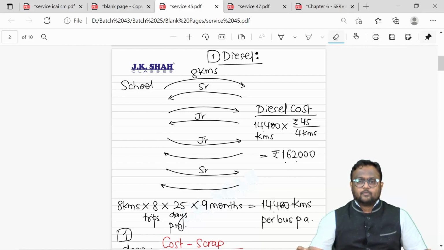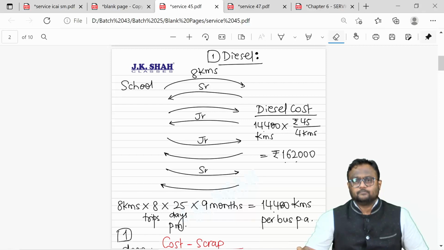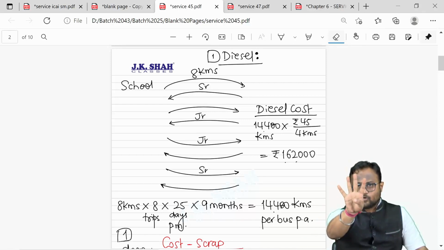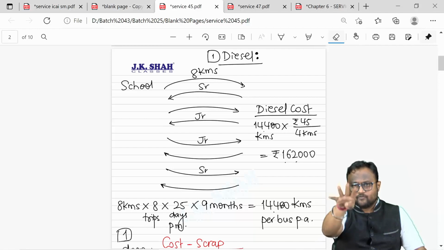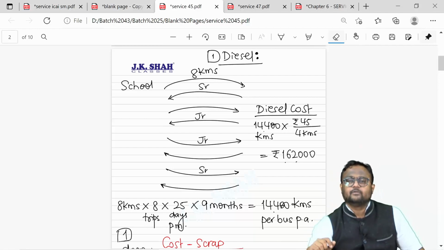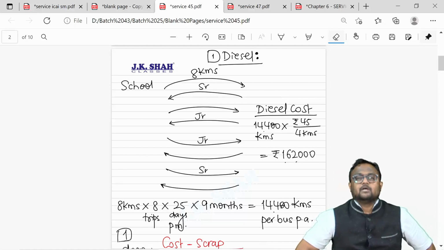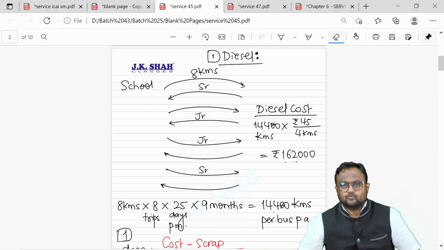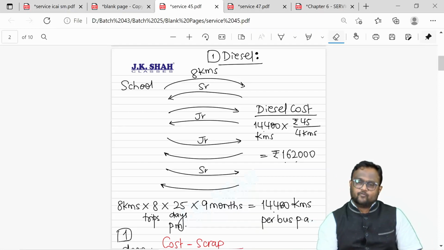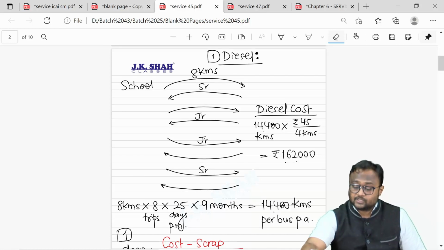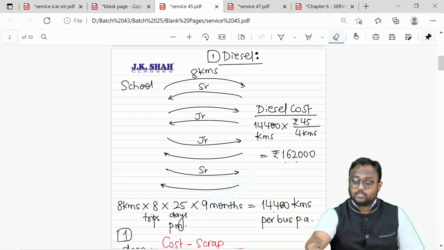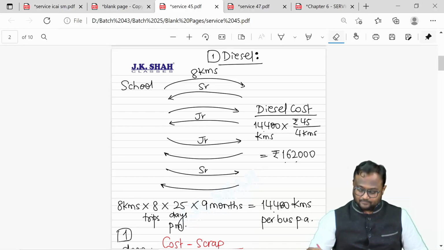Your diesel cost was given to be 45 per litre. In 1 litre you travel 4 kilometers. 1 litre cost you 45. So basically for 4 kilometers you are spending 45. So 14,400 multiplied by 45 upon 4 per kilometer, or you can say 11.25 per kilometer into 14,400 gives you 1,62,000. That is your answer of diesel cost.